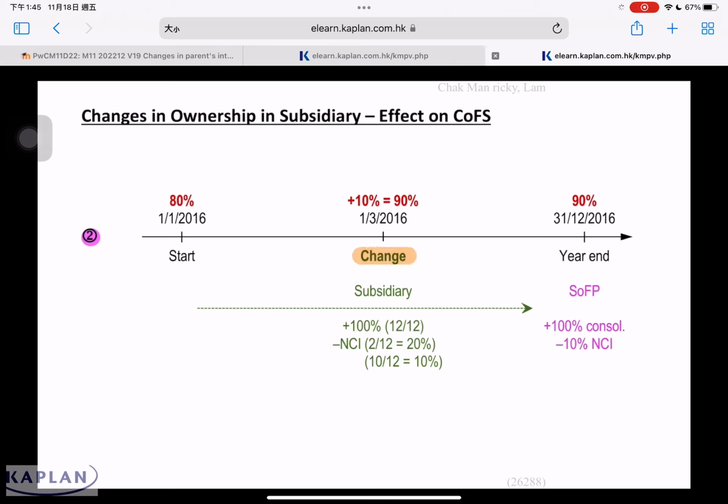This is the date of the change. This change does not affect control. We must reduce the NCI. If there are any differences, these differences are not income, not expenses. This will be considered as an equity transaction, and will be put back to the equity.